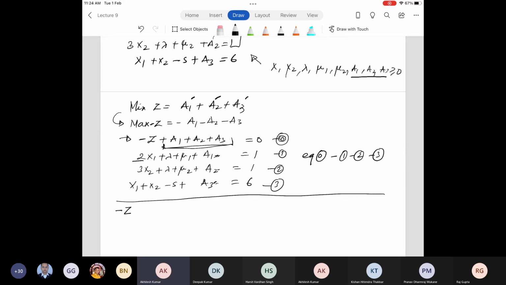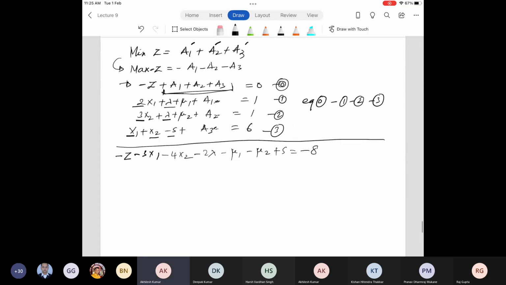2x1 plus x1 here minus 3x1, 3x2 plus x2 here minus 4x2, lambda plus lambda minus 2 lambda, minus mu1 minus mu2 plus s equals minus 1 minus 1 minus 6, which is minus 8. Did you get this? Yes, sir. Now set up your simplex table and try to solve.